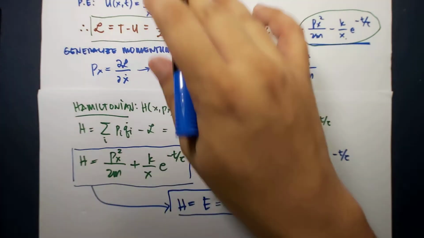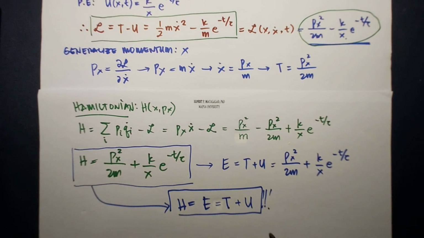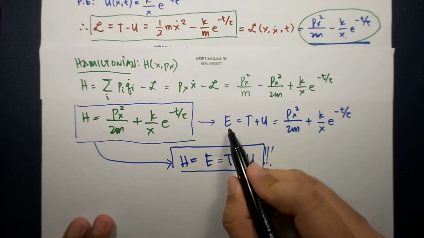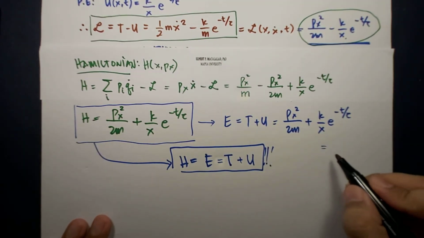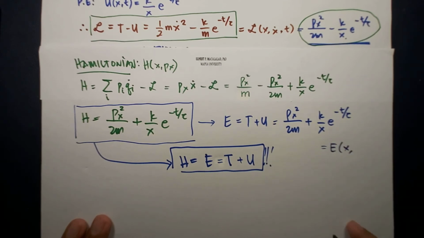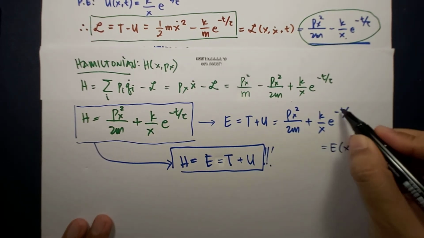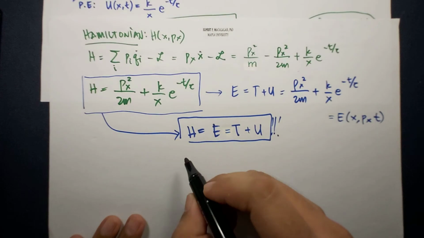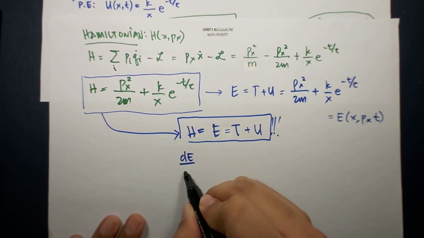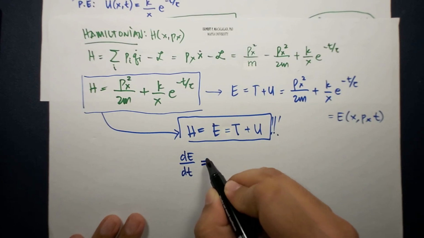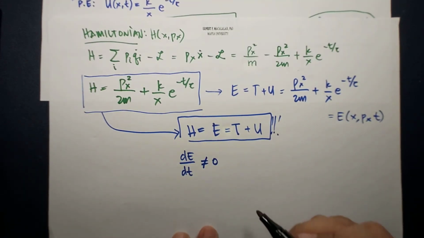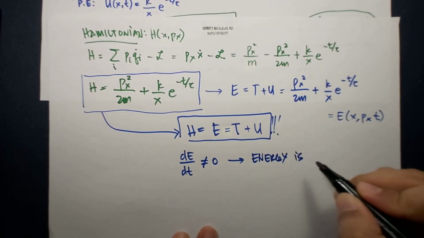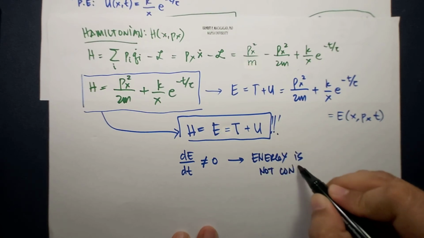Now, looking at the conservation of energy for the system, you will see that in this case, the total energy is a function of position, momentum, and time. Because the energy is a function of time, the total derivative of the total energy with respect to time is not equal to 0. So this means that energy is not conserved.